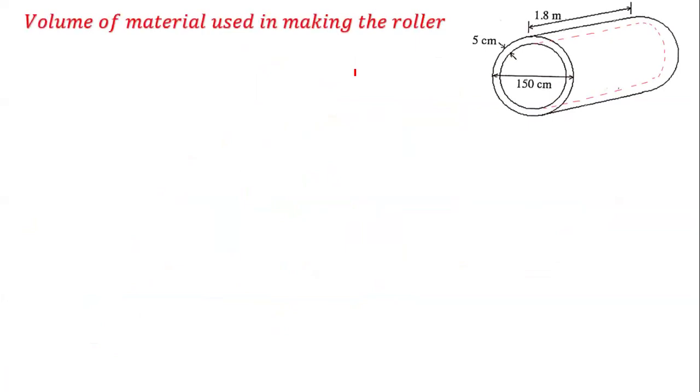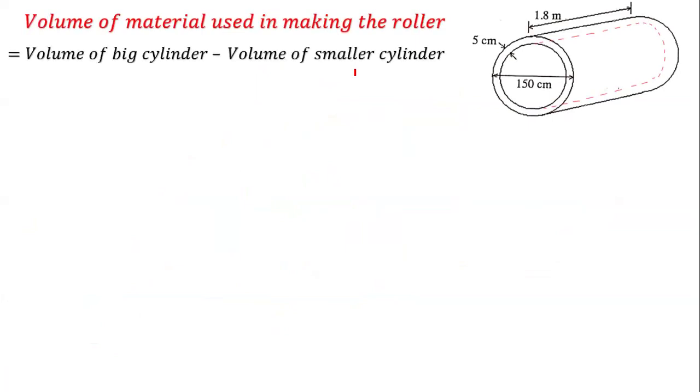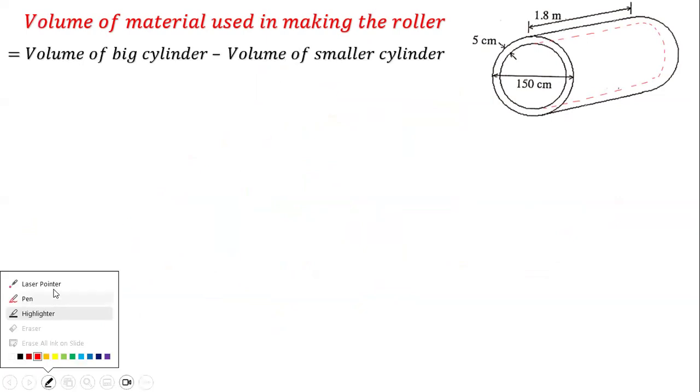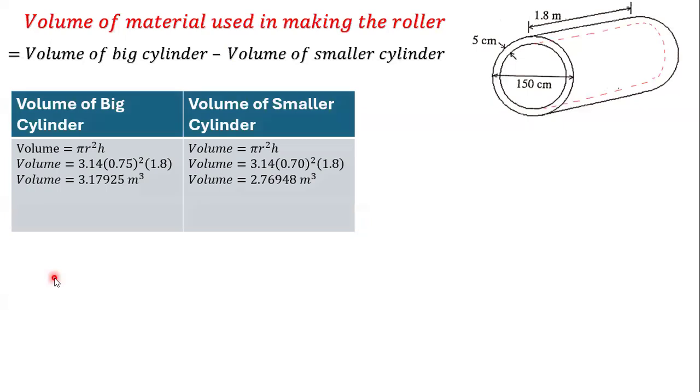So the volume of the material used in making the roller is going to be equal to the volume of the big cylinder minus the volume of the smaller cylinder. We have to figure out the volume of the big cylinder. The volume of the big cylinder is pi r squared times h, and the volume of the smaller cylinder is pi r squared times h.